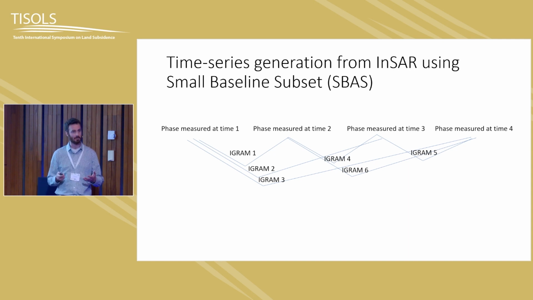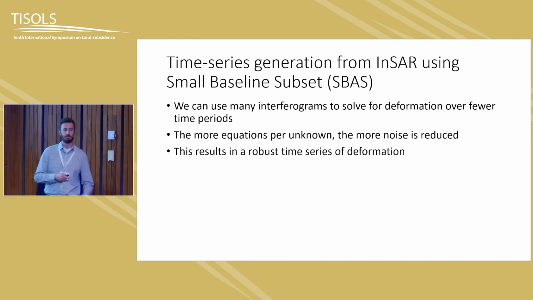So that's a nice problem, right? We have more data than we need. It's overdetermined, and that helps us reduce some of our noise. And so we do this with lots and lots of interferograms, and we can produce very robust data sets that reduce some of the tropospheric and other sources of noise we might get in the interferograms.